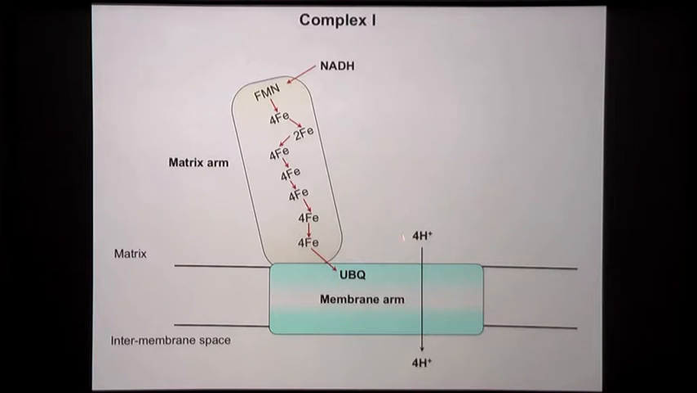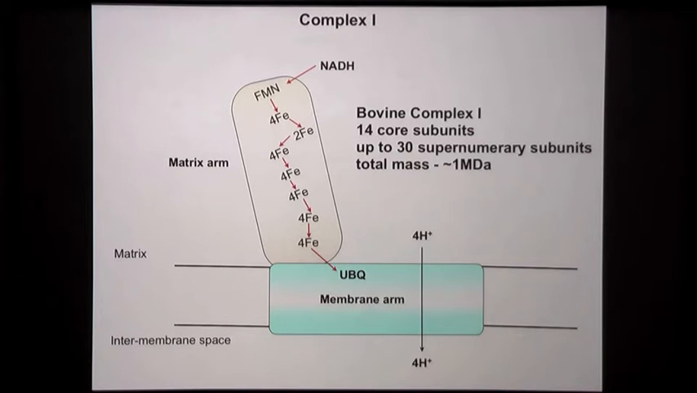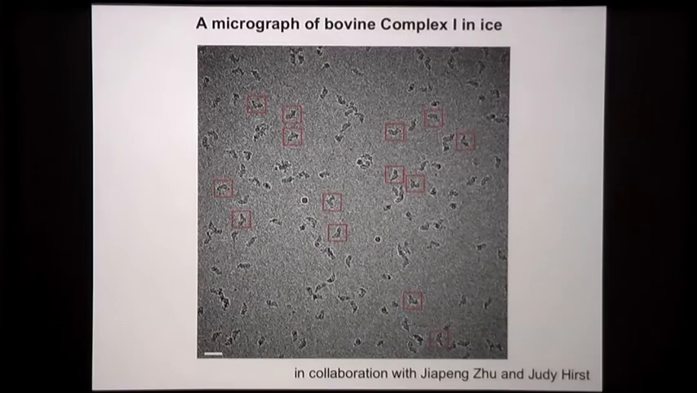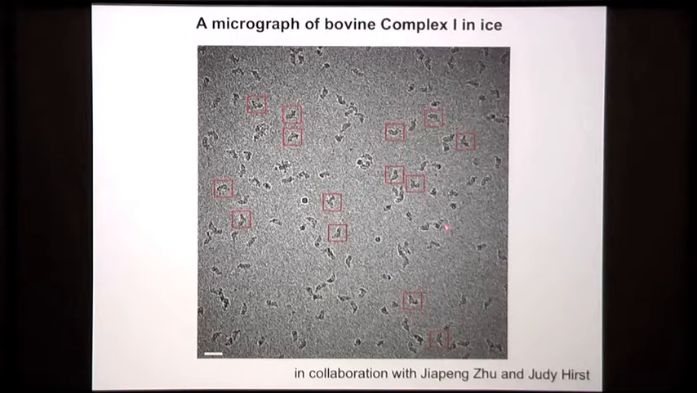So complex one, as most of you know, has two domains: a matrix arm, which is a soluble protein, and the membrane arm, which is hydrophobic. The bovine complex one, which I work on, has 44 subunits and is about 1 megadalton. This is a typical example of a micrograph of bovine complex 1 in detergent micelle taken with the Krios.